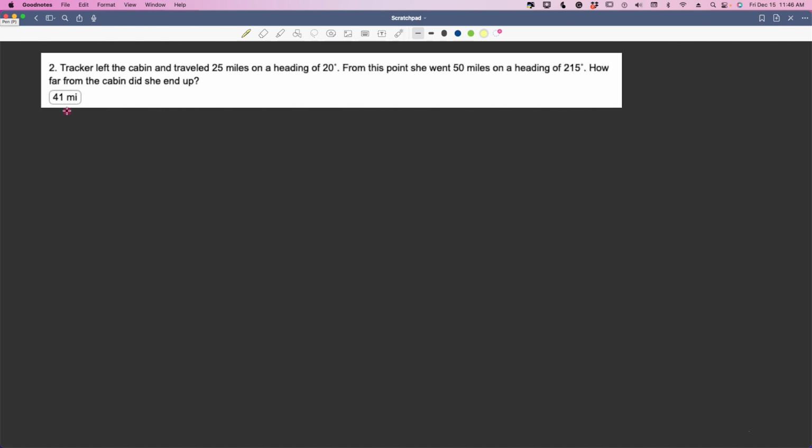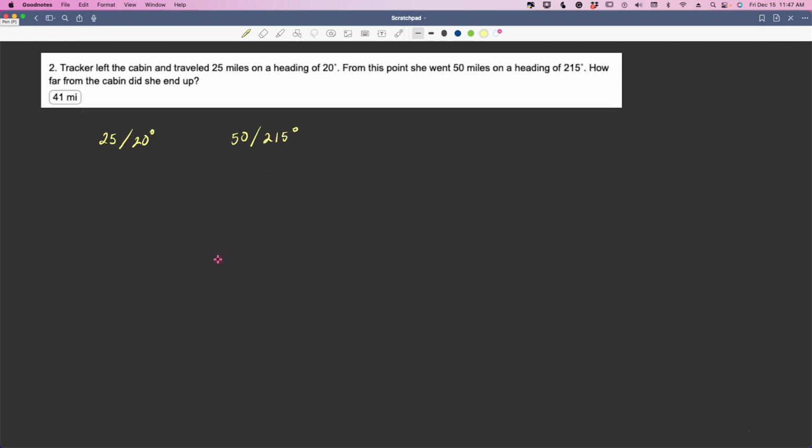So maybe the question from the book could have been written better, but what it's wanting is rectangular coordinates. It gives you polar coordinates, but it wants rectangular coordinates as the answer. So let's look at how to convert those. So we know we've got 25 miles at a heading of 20 degrees. And then we've got 50 miles at a heading of 215 degrees, right?